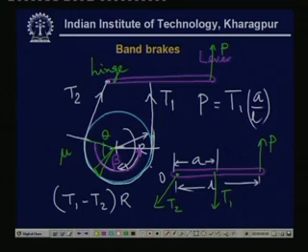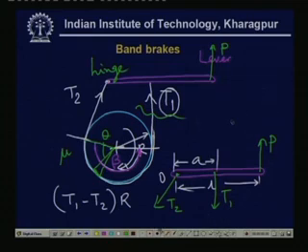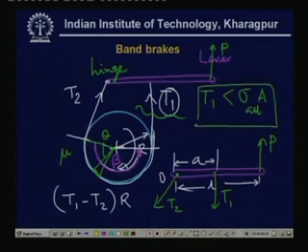Then again, for the design considerations, we will have to check two things. One is that T1 is of course the higher of T2 and T1, and T1 should not be too high. Then the band may get snapped, and that is what we do not want. So, the maximum value of T1 has to be limited. The design consideration says that T1 must be less than sigma allowable times A of the belt.